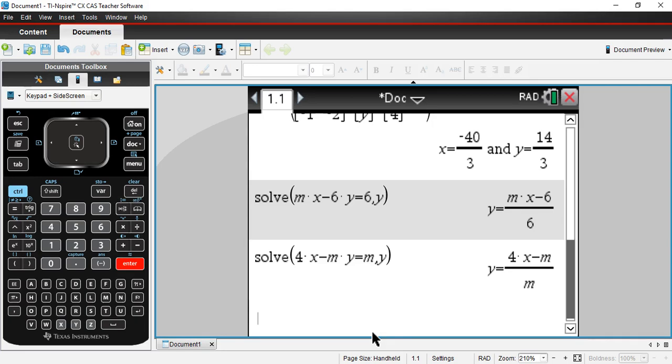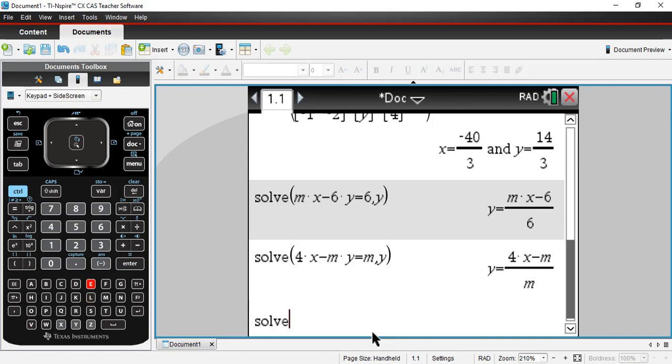So it's your job to work out which part of this is the gradient. The first one is y equal to m over 6 x minus 6 over 6. And the second one is y equal to 4 over m x minus m over m. So the y-intercept for both cases is already equal to negative 1. All you need to do is solve for m so that the gradient will be the same.